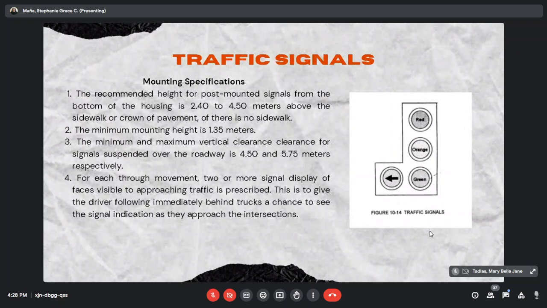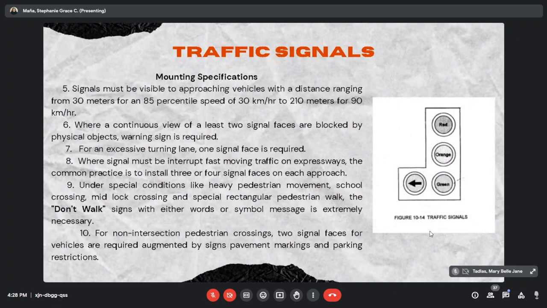So next slide, please. Signals must be visible to approaching vehicles at a distance ranging from 30 meters for an 85th percentile speed of 30 kilometers per hour, to 110 meters for 90 kilometers per hour.